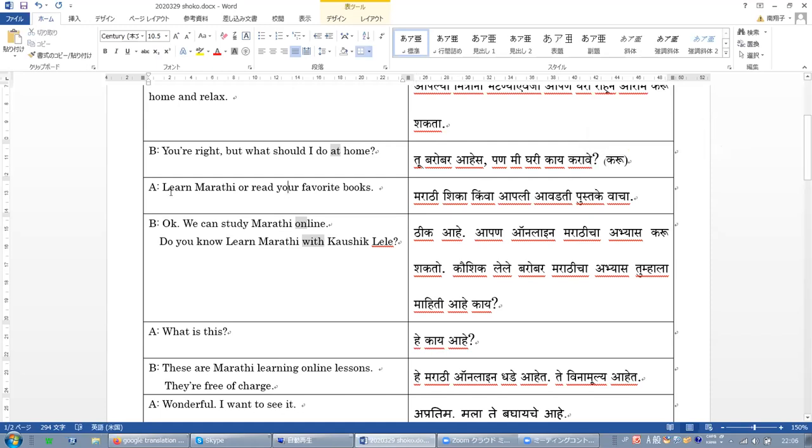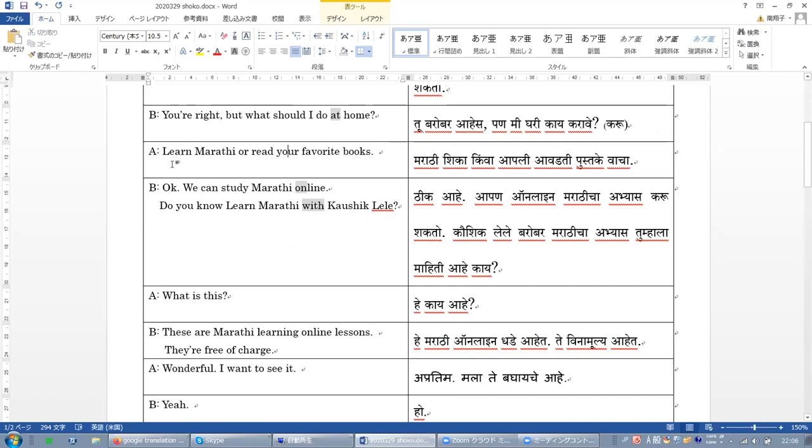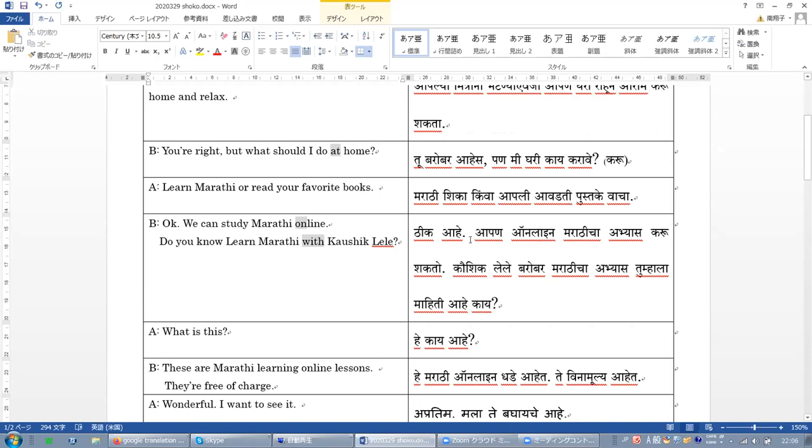Yeah, then next, learn Marathi or read your favorite books. So Marathi Shika, Kimva, Apli, Avadati, Pustake, Vacha. Are there any particular words? No, that's good. That should be. Yeah, so for others, if you don't know any word or you want to ask any specific construct, stop us and ask the question. Okay.